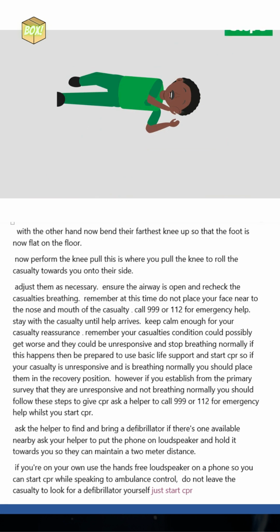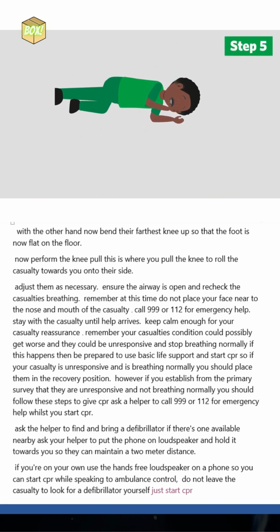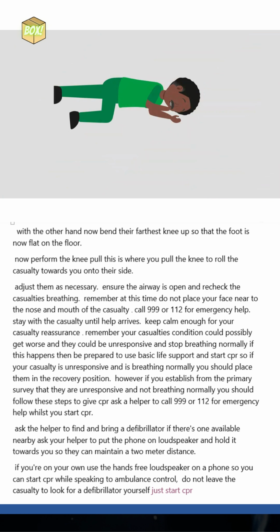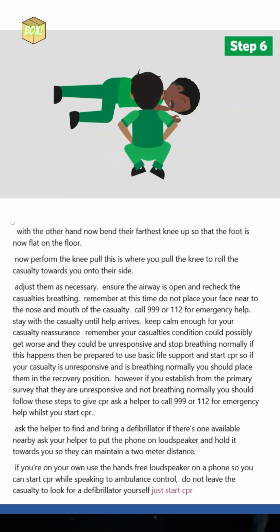Now perform the knee pull. This is where you pull the knee to roll the casualty towards you onto their side. Adjust them as necessary. Ensure the airway is open and recheck the casualty's breathing. Remember, at this time, do not place your face near to the nose and mouth of the casualty.